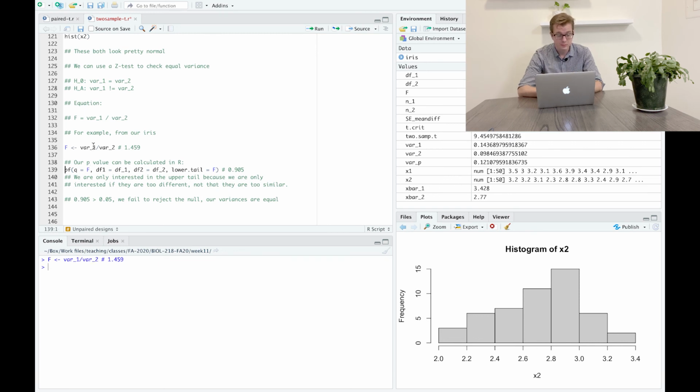If we run both of those, we end up with a p-value of 0.905, which is much larger than alpha, which is 0.05, and so we fail to reject the null. The variances are equal.